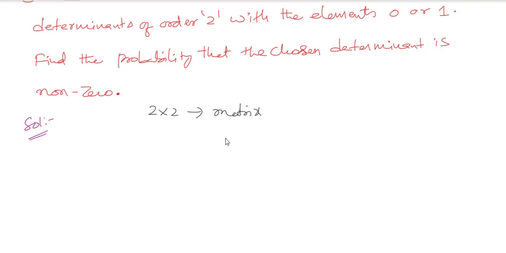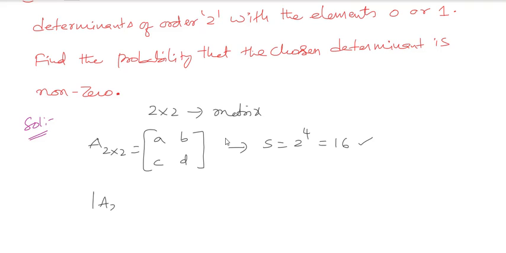If I take A as a 2 by 2 matrix, just as an example, with entries a, b, c, d, then my sample space is 2 to the power of 4. There are 4 elements in total, each either 0 or 1, so we have 2 power 4, which is 16. Am I right or not? Then what is the determinant of this? For a 2 by 2 matrix, determinant of A is ad minus bc, you know that.